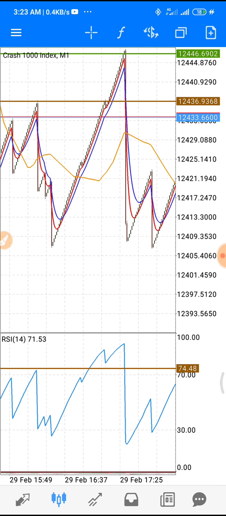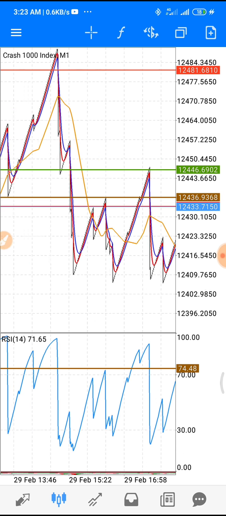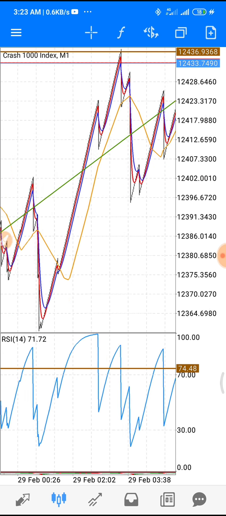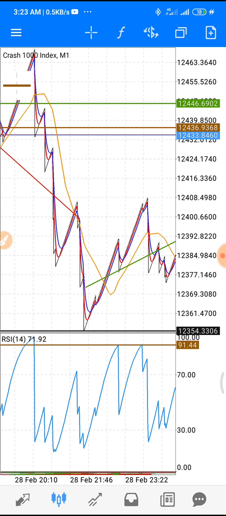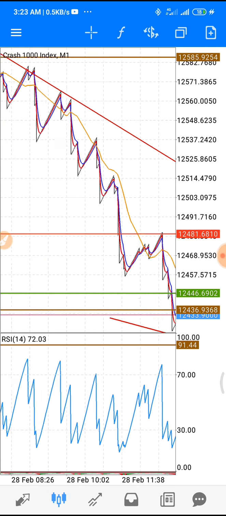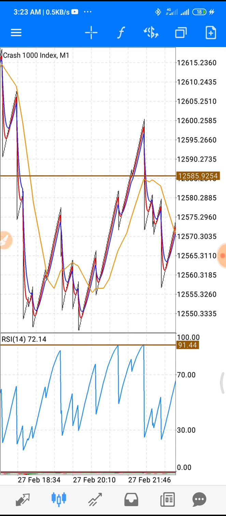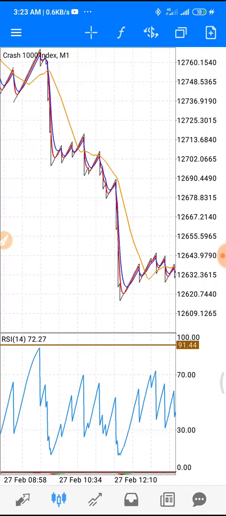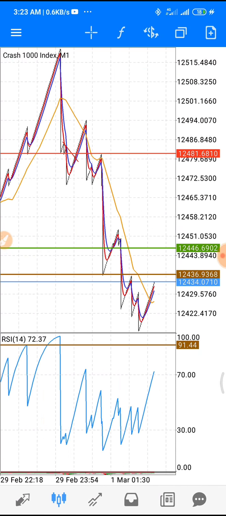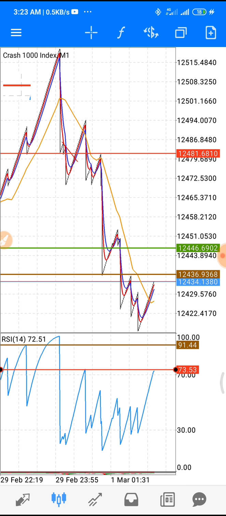or better still, you go backward to check for notable resistance levels that it has been respecting very well. So for example, these ones, let's see how far it has been respecting this level. It respected it here, it respected it twice here, it respected it here. So this is a very good one. So anytime the market is getting to this level, you can take a sell.